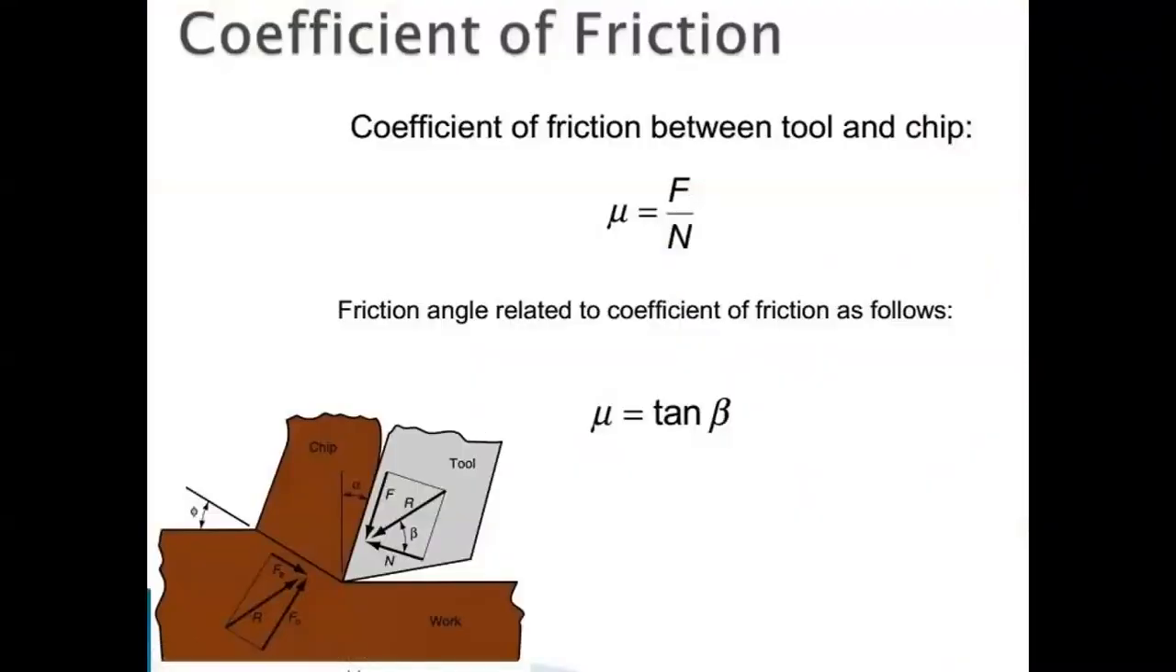How will we calculate the coefficient of friction? Coefficient of friction is calculated by taking the ratio of two forces, friction force and normal to the friction force. The angle associated with the coefficient of friction is a friction angle, and this angle is denoted by beta.